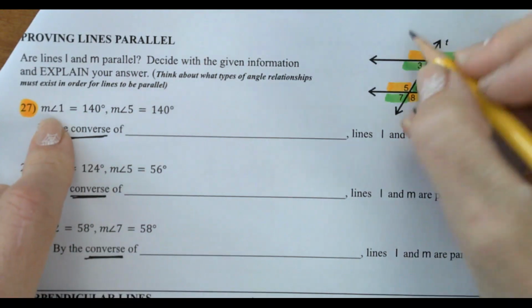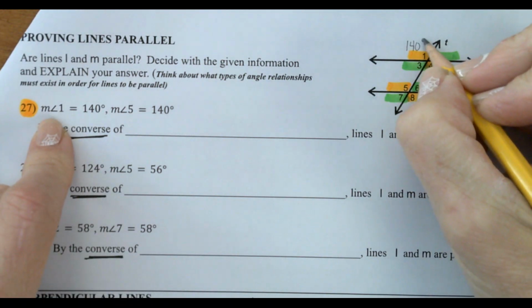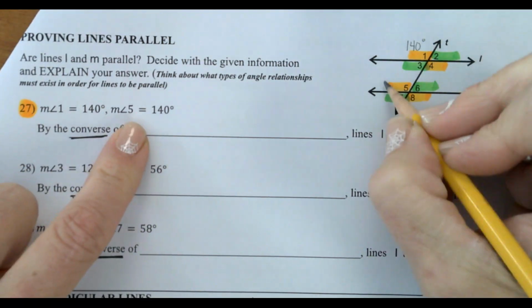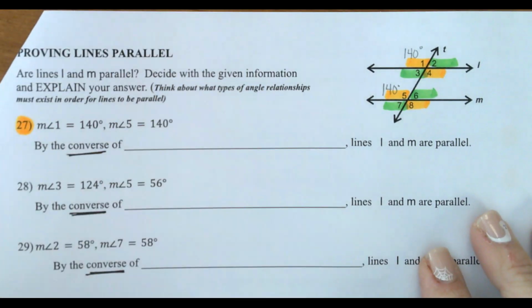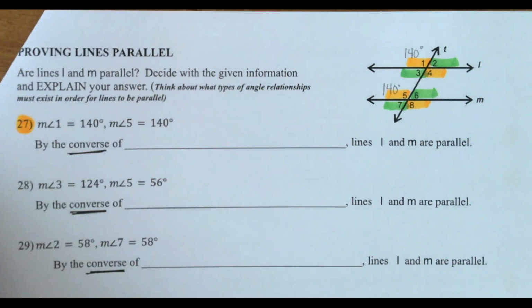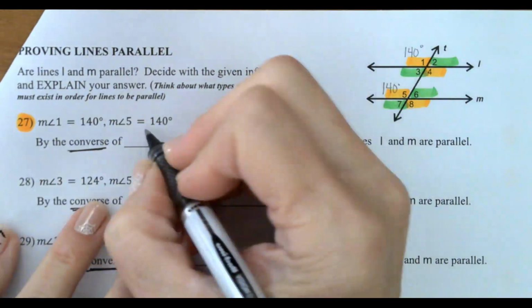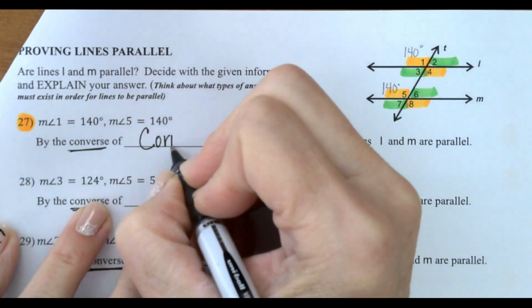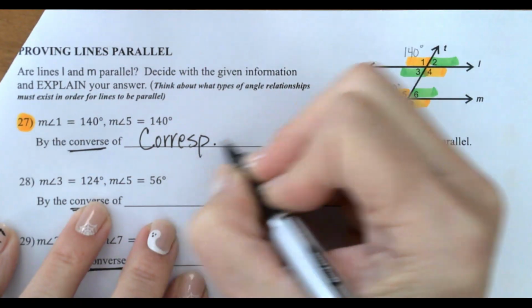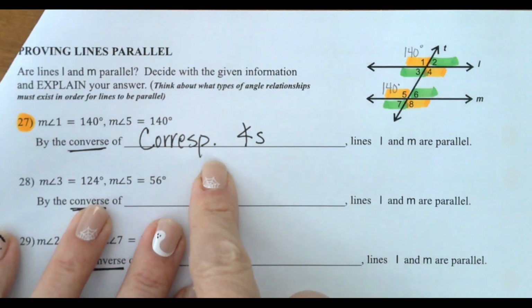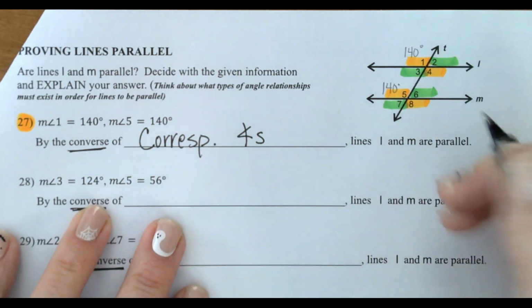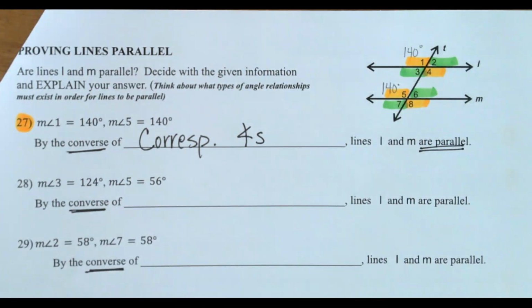Measure of angle 1 is 140. Measure of angle 5 is 140. Oh, they're both orange. Thank goodness they're the same number. What kind of angles are those? Okay, corresponding angles. So by the converse of corresponding angles, lines L and M are parallel. Tell you what, I'm just going to do all three of these.